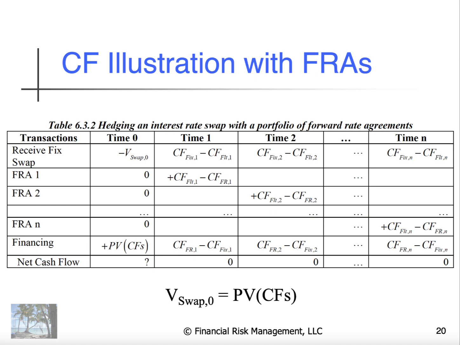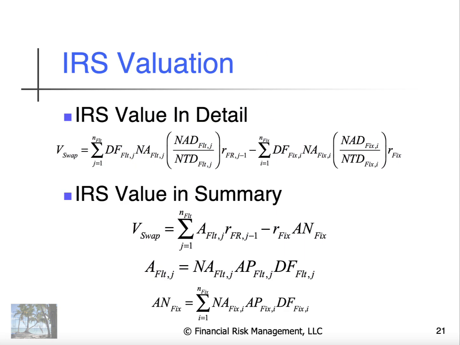Again, this gets rather technical, but basically a received fixed swap can be viewed as a portfolio of forward rate agreements. These are off-market forward rate agreements. This results in a positive or negative stream of cash flows out here that have to be financed. And so the net cash flow should be 0 because the future cash flows are 0. And so this swap should be related to the present value of those specific cash flows.